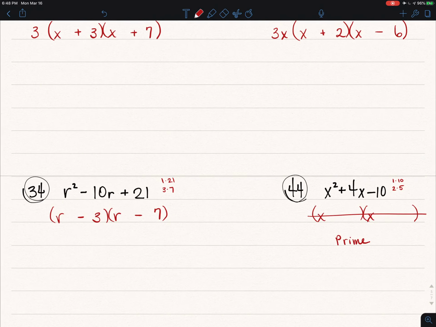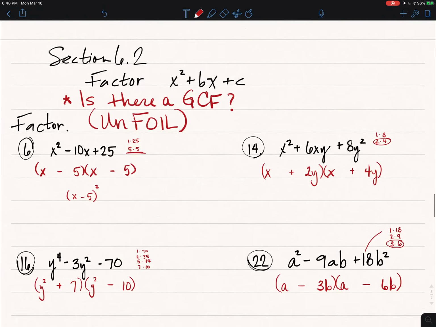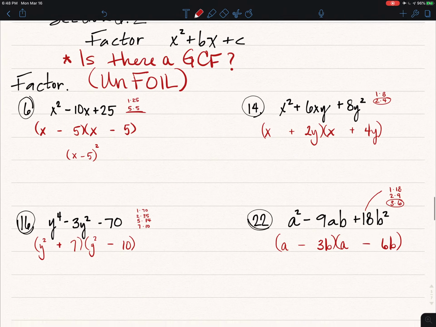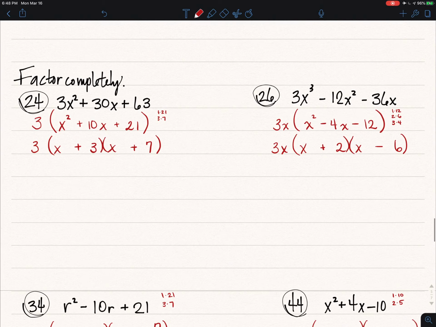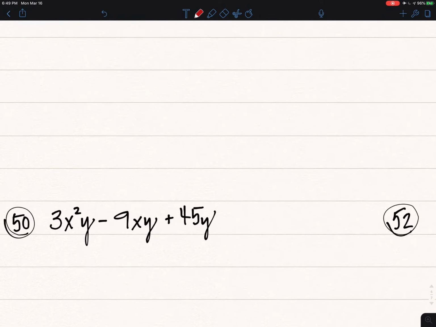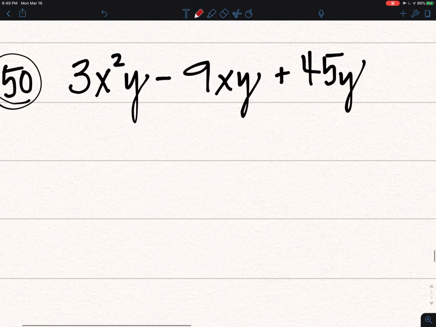Take a look at how many we have factored so far, and this is the first time that this has happened. So 1, 2, 3, 4 on this screen, 5, 6 on that screen, 7. This is the 8th question we've done, and only 1 out of the 8 is not factorable. So just understand, this does not happen often. All right, let's take a look at number 50.